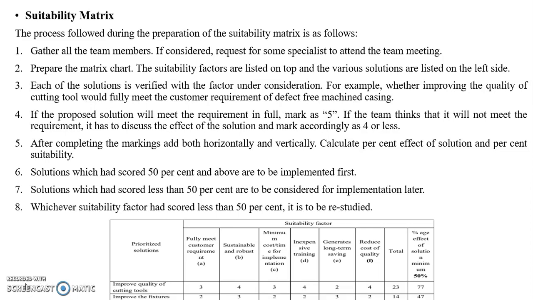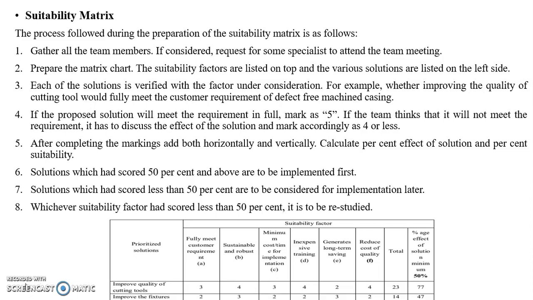Calculate the percentage effect of solution and percentage suitability. The solutions that scored 50% and above are implemented first, and those less than 50% are considered for implementation in later stages. And last, whichever suitability factor has scored less than 50% is to be restudied. Again, you should do it from the starting. That is about the suitability matrix.